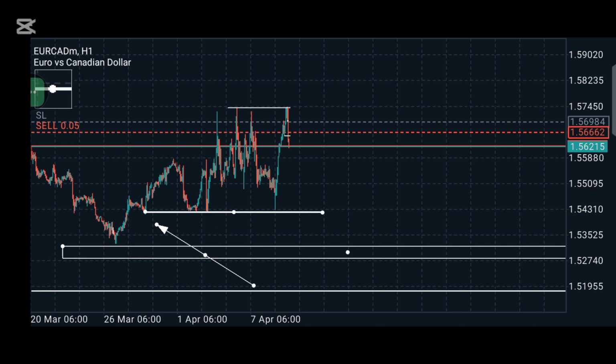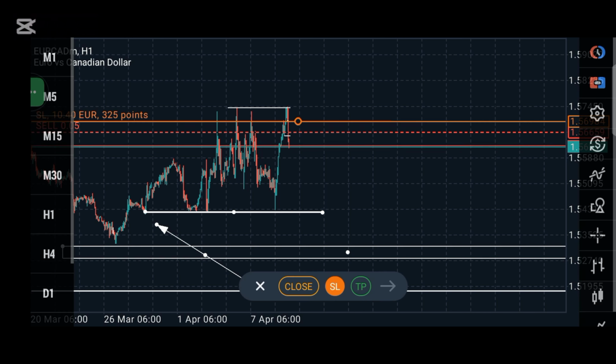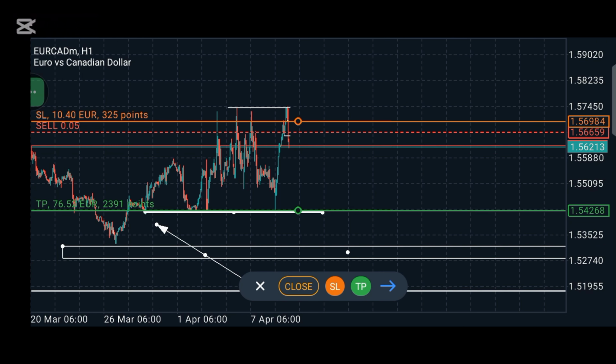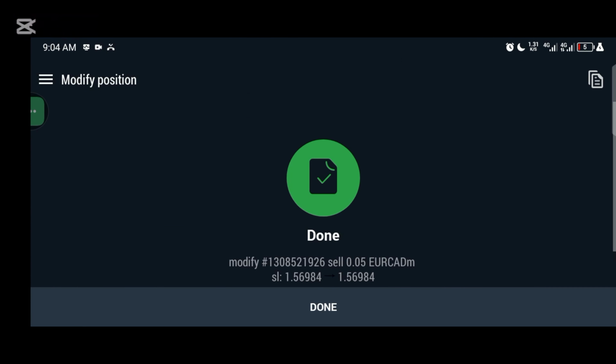So if you don't know how to identify liquidity, you might not really have a good exit strategy. So this is where I'm going to want to exit price from. Yeah, so that's just it, and I'll wait for the outcome of this video.